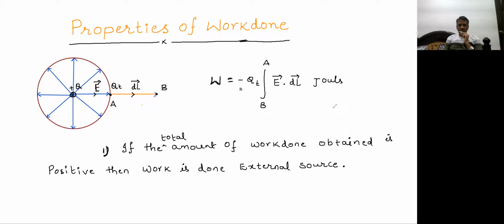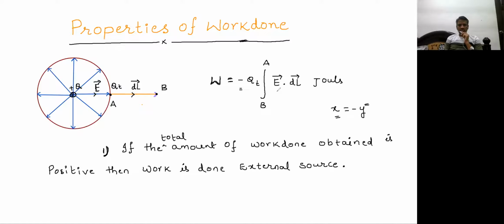I'll give you one small example. X is equal to minus Y. Can you say X is negative? Absolutely not. Based on the Y value, you can say whether X is positive or negative. The same thing here: just by looking at work done equal to minus of something, you cannot say the work done is negative for the external source. Here I'm talking about the total amount of work done obtained.